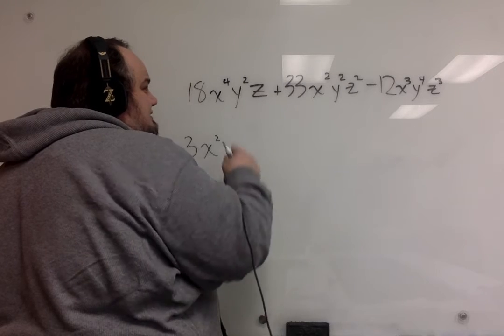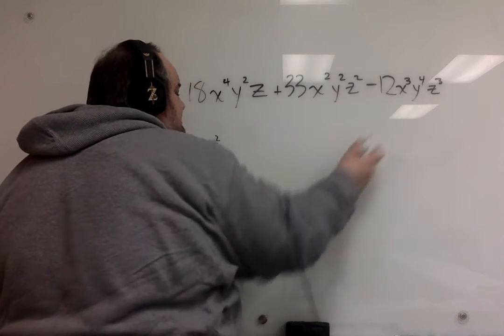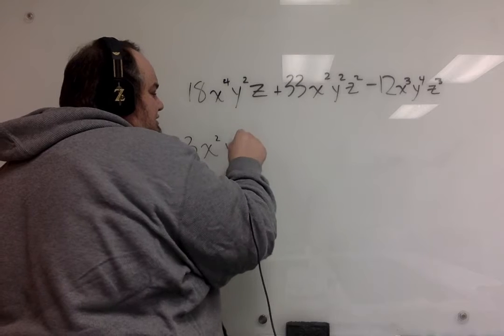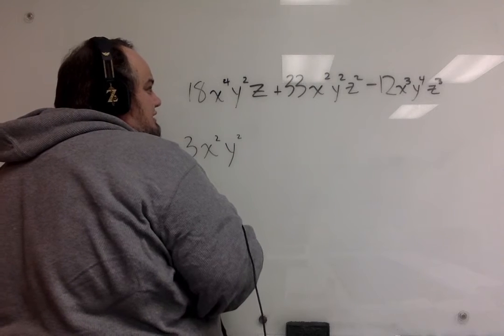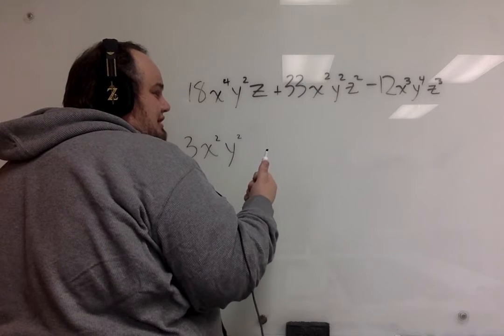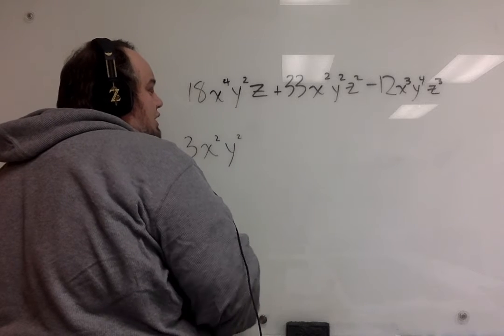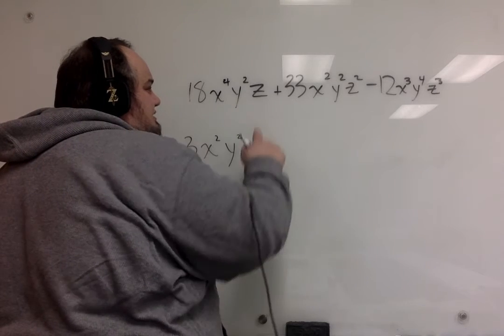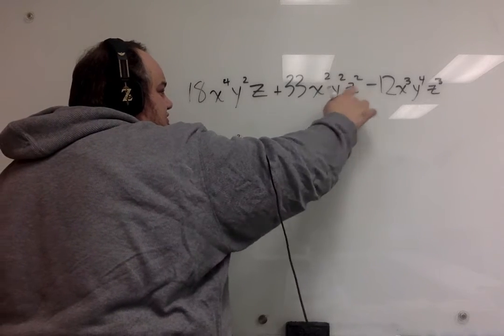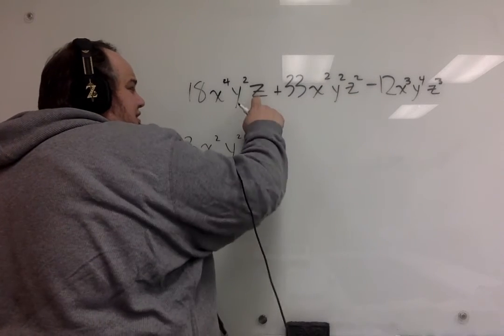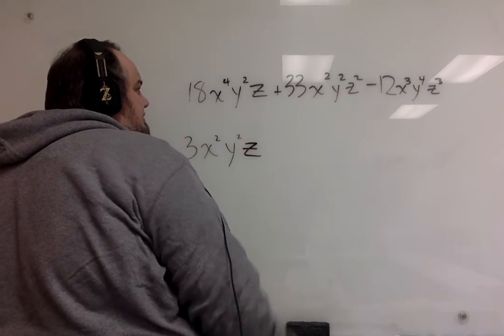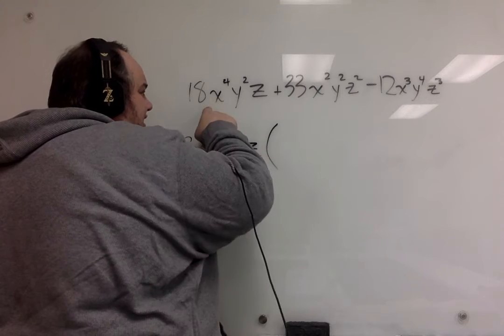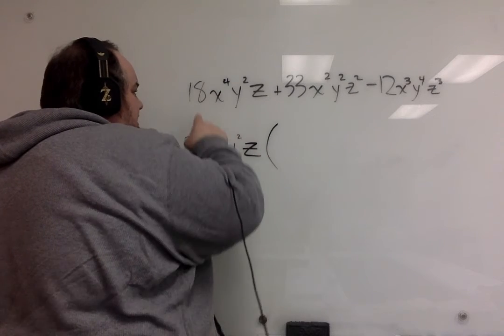What about the y's? Well, this one has 2, 2. This one has 4. So we could take out y squared, because they all have at least a y squared, which is 2 factors of y. And then how about z? This one has z, z squared, z cubed. So we can take out a z. Now, when we divide each of these, let's see what's left.